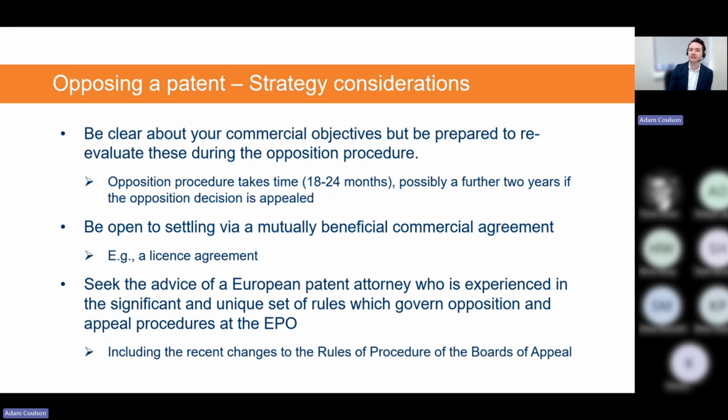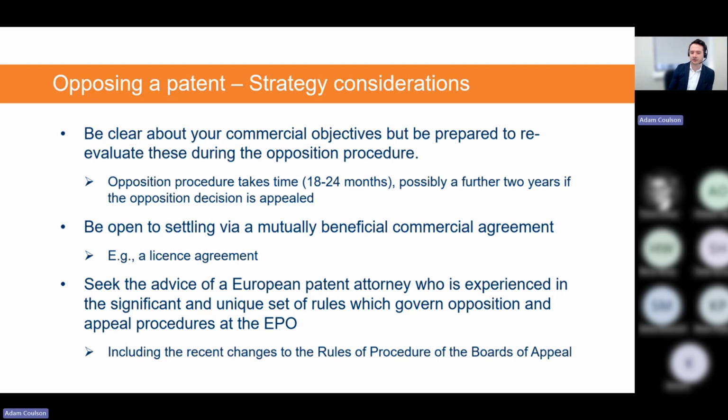You may then be able to seek a settlement which is a win-win for you and the patent owner. For example, by obtaining a license which will allow you to follow your commercial interests in return for not opposing the patent or withdrawing your opposition. You could also ask the patent owner to limit or amend the claims of its European patent in such a way so the patent no longer affects your commercial interests in return for not opposing the patent.